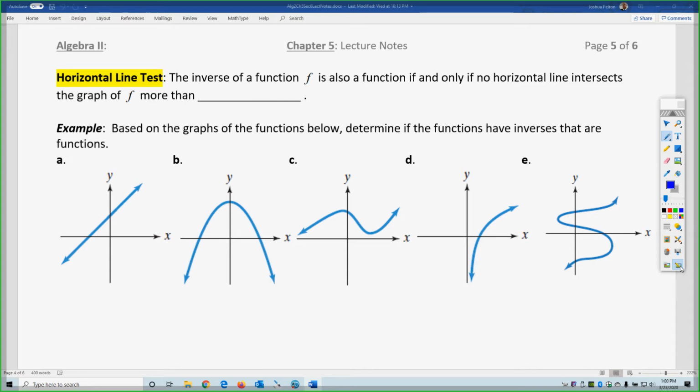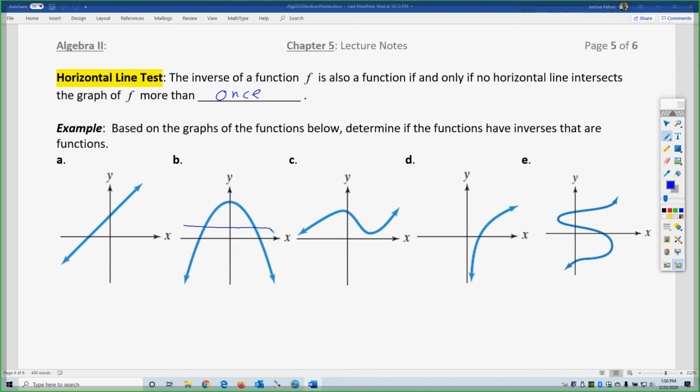And the premise is you draw the horizontal line. If it intersects more than once, then it doesn't have an inverse function. If it is only once, then you're good. So in this case, there are A, B, C, D, E. Take a look for yourself. Pause for a second. Figure out which ones do not have inverse functions.